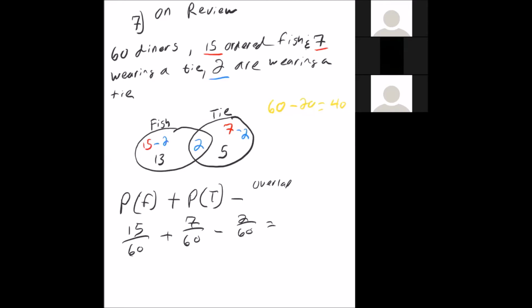So 15 plus 7 minus 2, 20 over 60. All right, now, always reduce. So what does 20 over 60 go to? All right. Give you a second. If you have a calculator, you can use that.